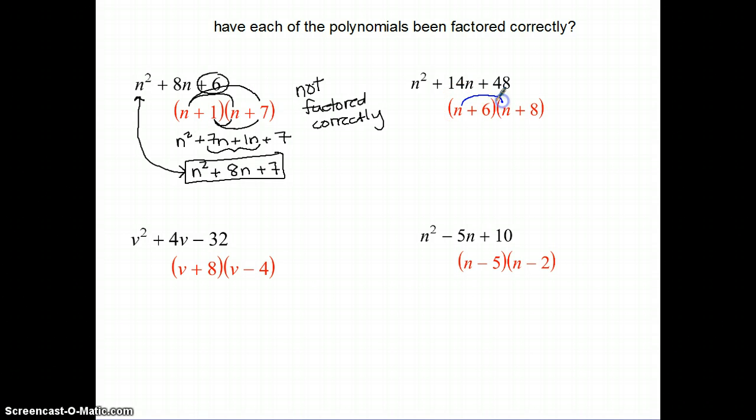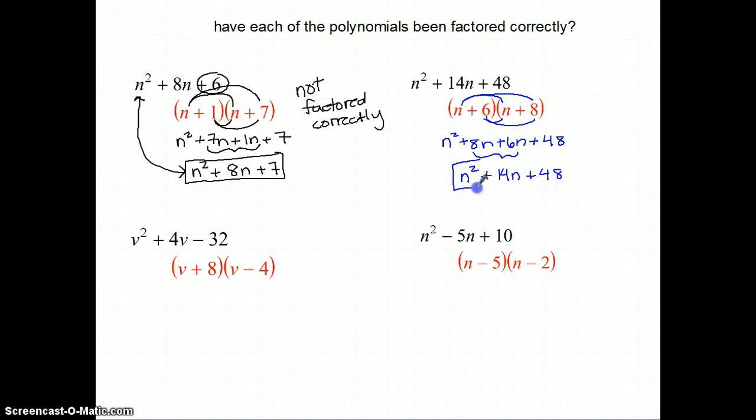So I start by distributing the n times n is n squared. N times positive 8 is a positive 8n. Distributing my 6, I have plus 6n, and 6 times 8 is a positive 48. Combining like terms in the middle, I end up with n squared plus 14n plus 48.